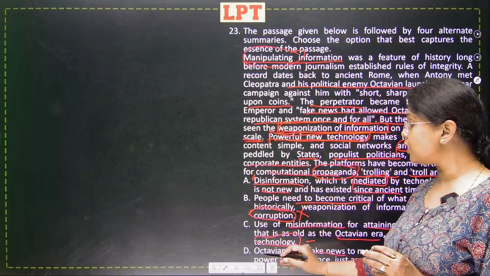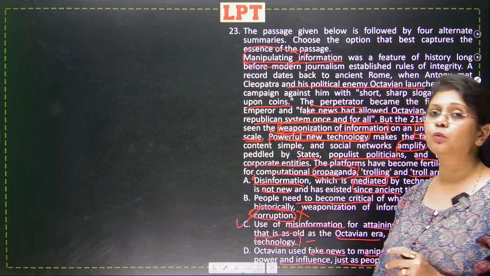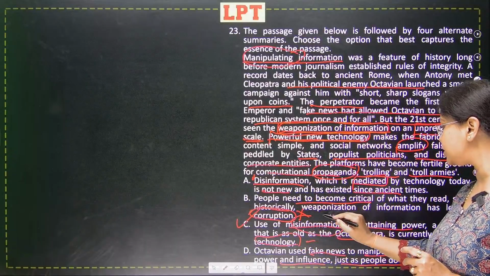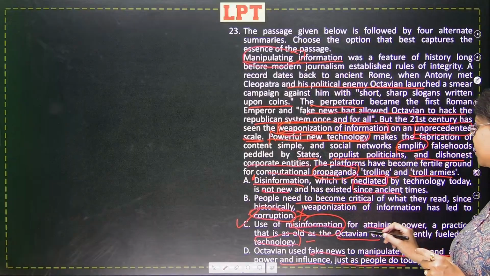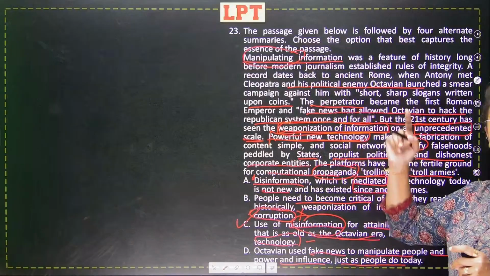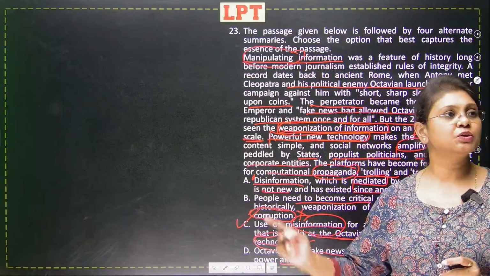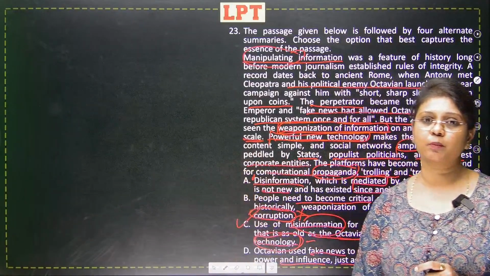If you look at these options, then C comes closest to the ideal summary, because it not only talks about misinformation for attaining power, it also talks about the Octavian era, which is an example that is given in the passage, and it also mentions technology. So that forms the correct answer to this question.